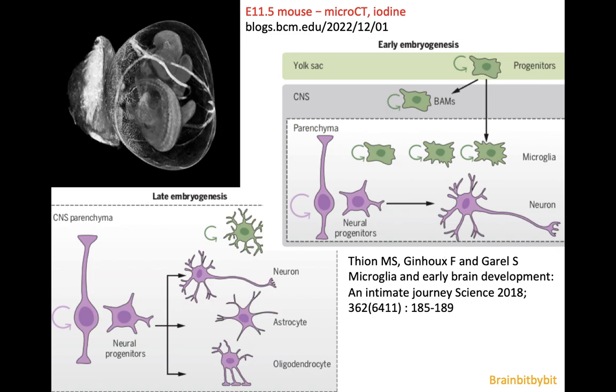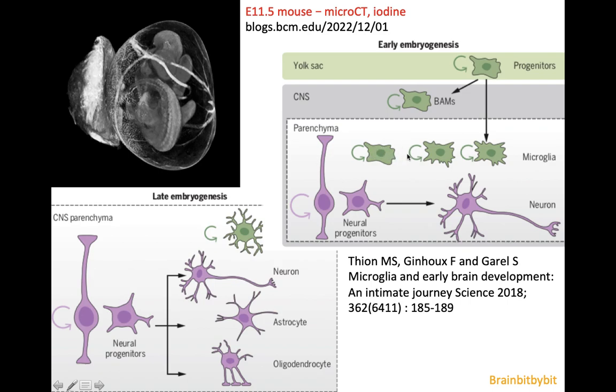The microglial cells are very interesting because they are not derived from neural crest cells, but they migrate into the central nervous system from the yolk sac very early during embryogenesis. I've added this micro-CT image from an 11-day-old mouse embryo, where you can see the yolk sac surrounding the embryo, and the yolk sac gives rise to progenitors of several blood cells, and one of the progenitors gives rise to the microglial cells that migrate into the brain parenchyma.